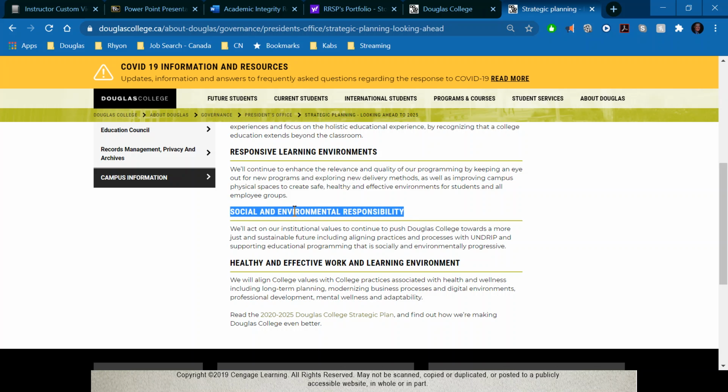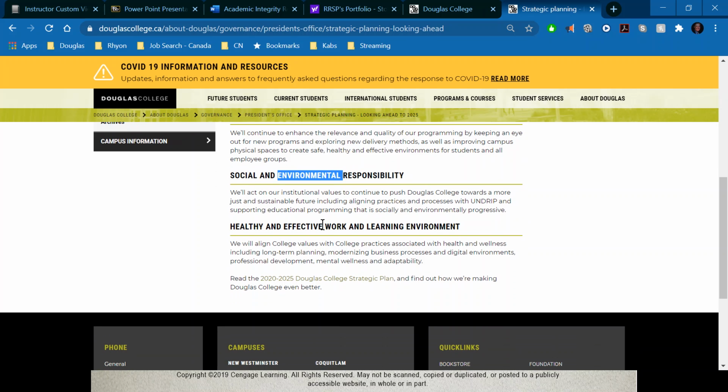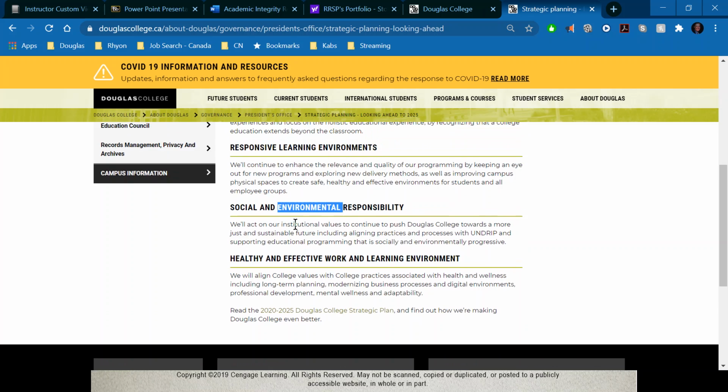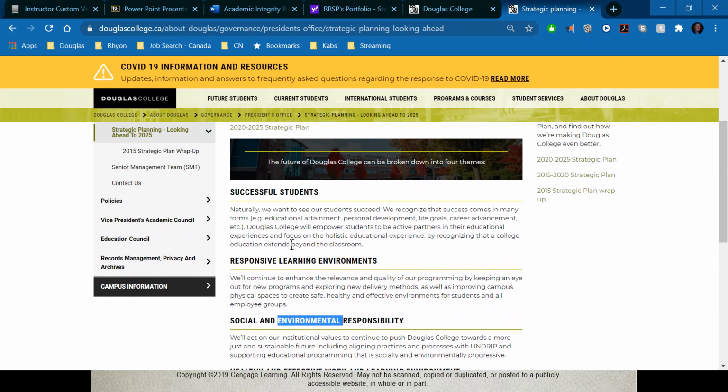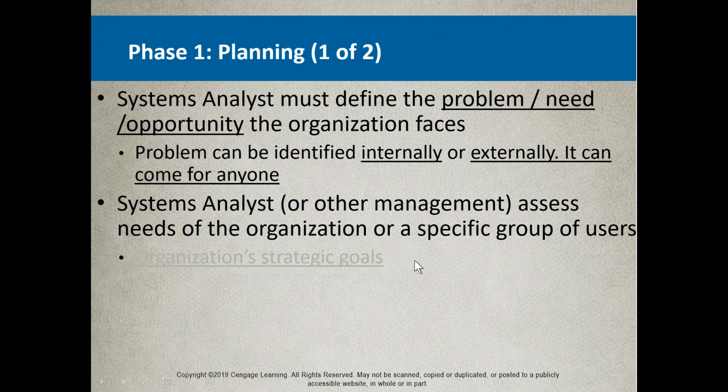I could say, well, there's no paper being generated. I know at Douglas College that we have over 20,000 boxes of paper that are printed per year. It's a huge amount of paper. It's a waste. And with this new system, we could definitely have an environmental responsibility benefit. And so on. I don't want to get into more details here, but you get the idea that you want to make a case. You want to build that case to supplement the planning phase.